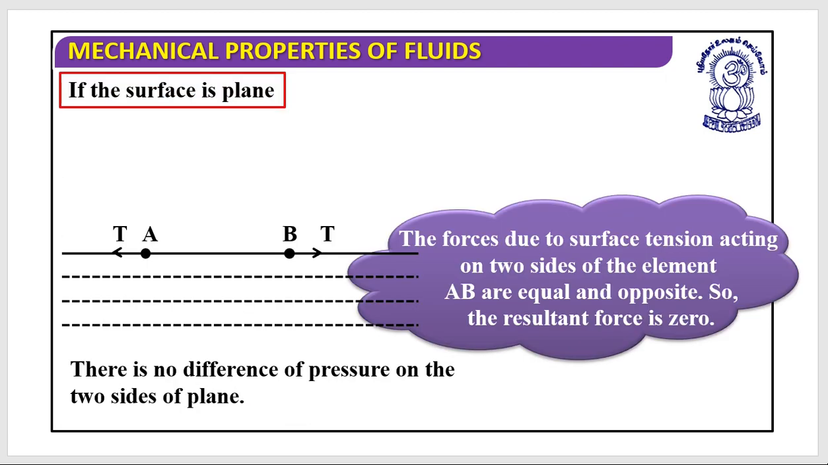Let's first discuss what the situation would be if the surface is plane. Let's suppose these two are the points A and B, and they are being pulled by the surface tension T. The forces due to this surface tension acting on two sides of the element AB are equal and opposite, and so the resulting force acting on it is 0. If the resulting force is 0, that means there is no pressure difference on the two sides of the plane. I hope this is clear.